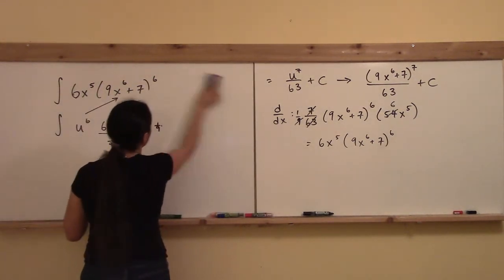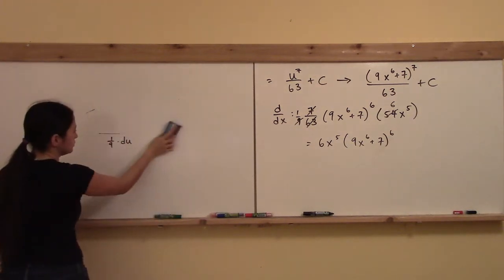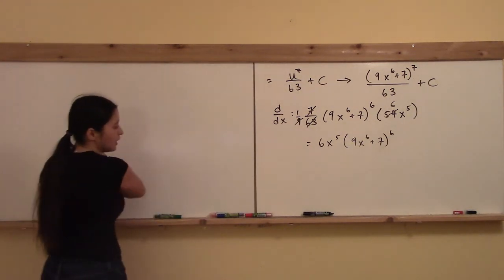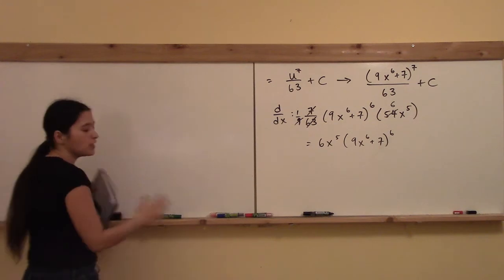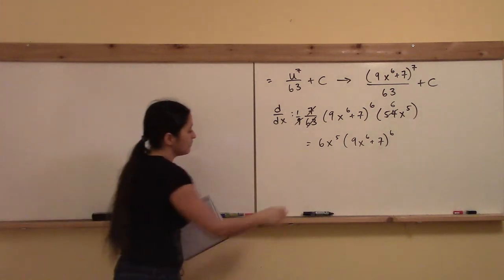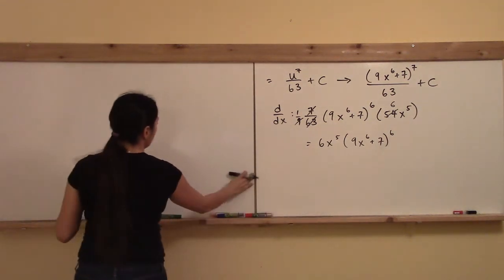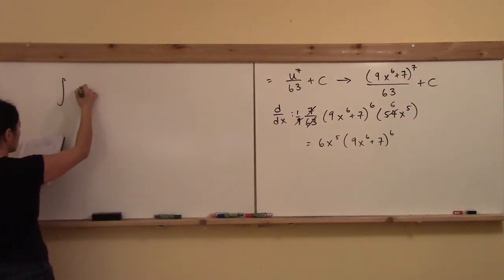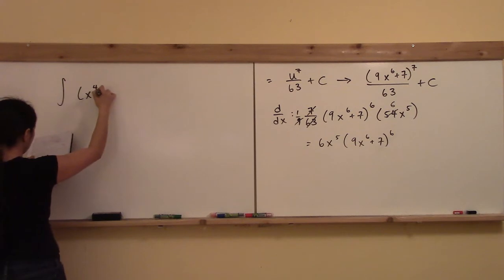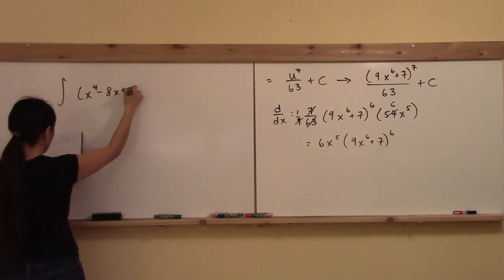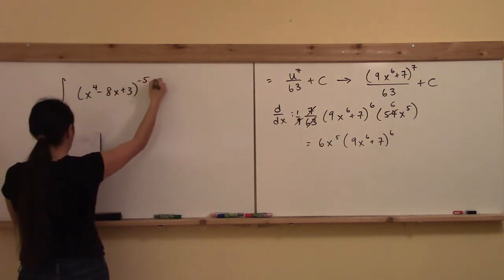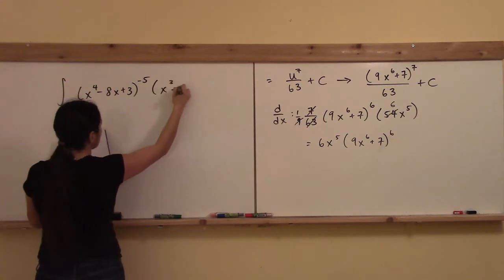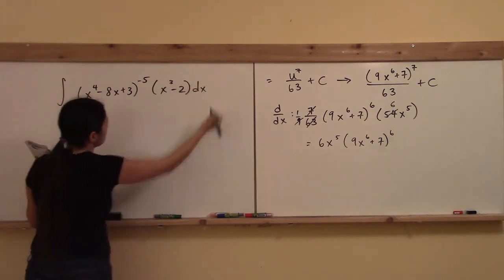Because the truth of the matter is, when you're using u-substitution, most of the time, you're going to be off by a constant on your du. You're not going to have exactly your perfect du, but you're going to have it up to a constant. Okay, so let's look at this question right here. (x^4 - 8x + 3)^(-5) times (x^3 - 2) dx.